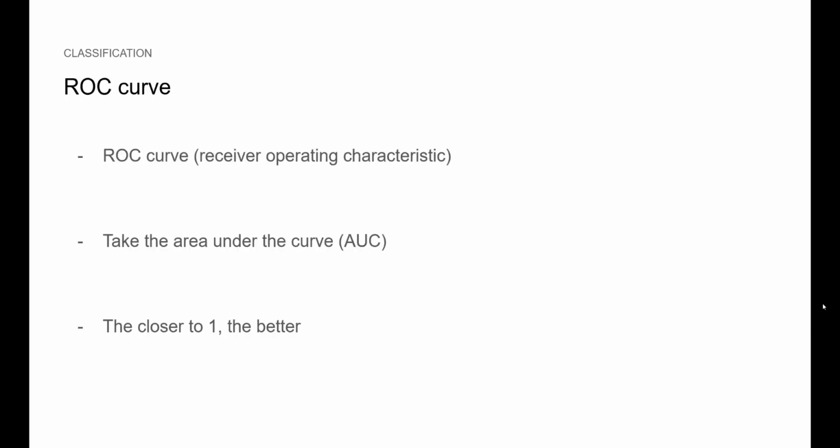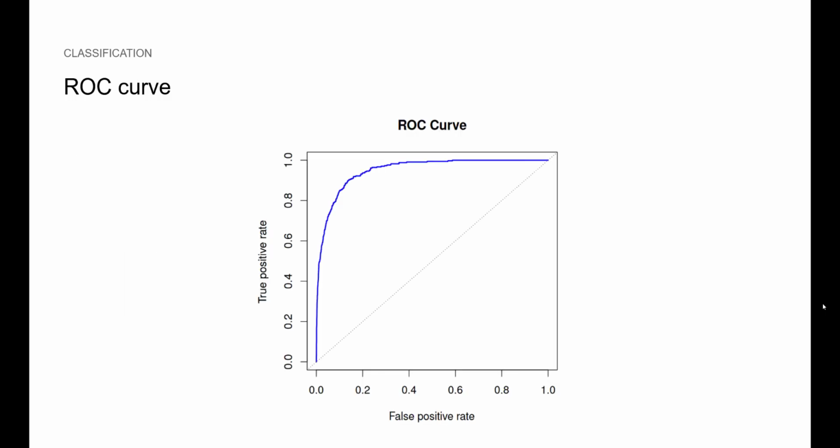We can also use the ROC curve, where ROC stands for Receiver Operating Characteristic. We take the area under the curve, or AUC. That's why you probably hear about the ROC AUC. We want the ROC AUC to be close to 1. Why? Well, as you can see, we plot the false positive rate against the true positive rate. Ideally, we have a false positive rate of 0 and a true positive rate of 1, which would give an area under the curve of 1, and the curve would hug the upper left corner of the graph.